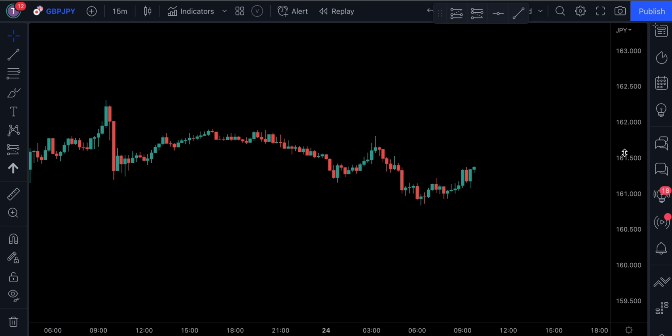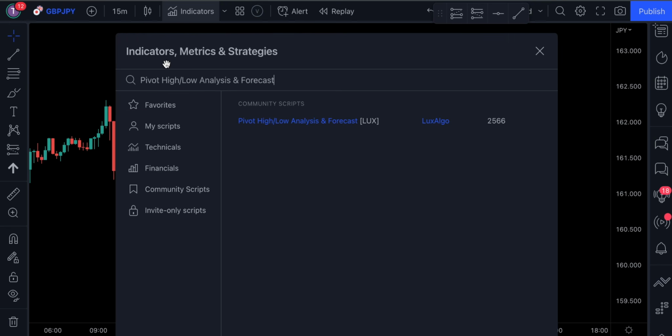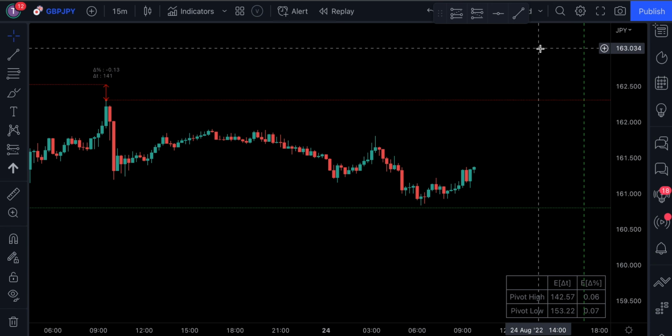Okay, now let's click on the indicators tab and search for pivot high/low analysis forecast by Lux Algo. Make sure you save this indicator to your collection. This indicator returns pivot points highs/lows alongside the percentage change between one pivot and the previous one and the distance between the same type of pivots in bars.